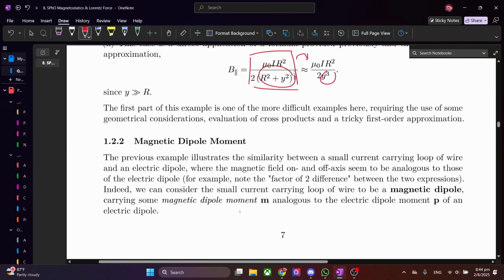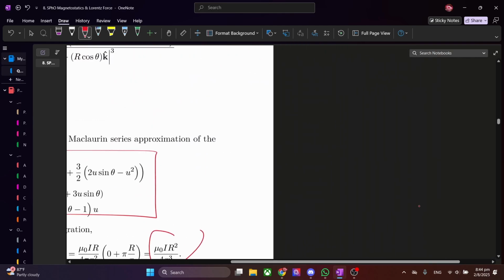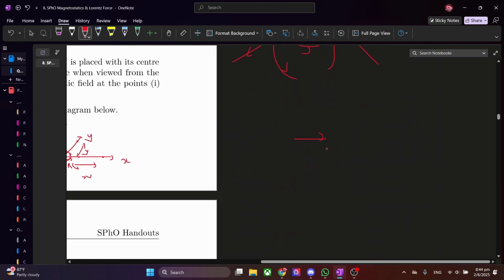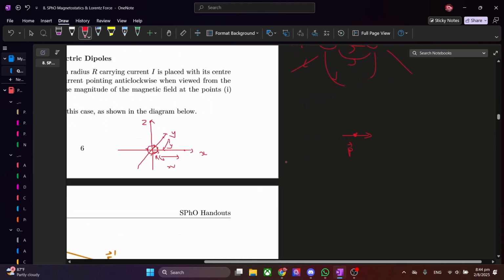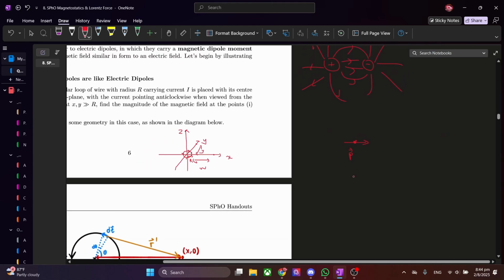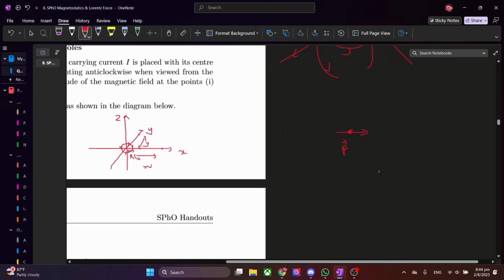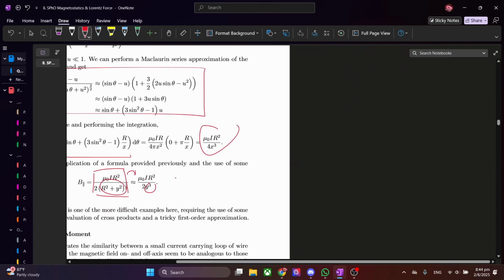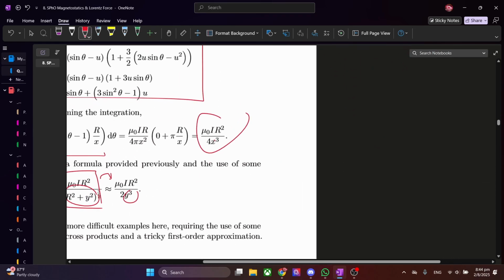Basically what this example is trying to illustrate is that if you remember from a previous chapter, it should have been derived that if you have some dipole, which I'll illustrate with an arrow here, with its electric dipole moment p, and you want to calculate the on-axis and off-axis electric fields, then you have expressions that look something like this, where they are in the ratio of 1 to 2.